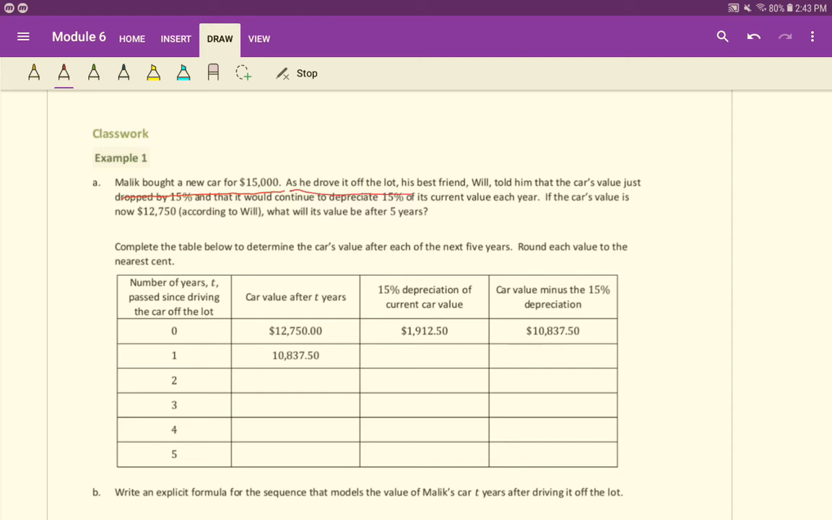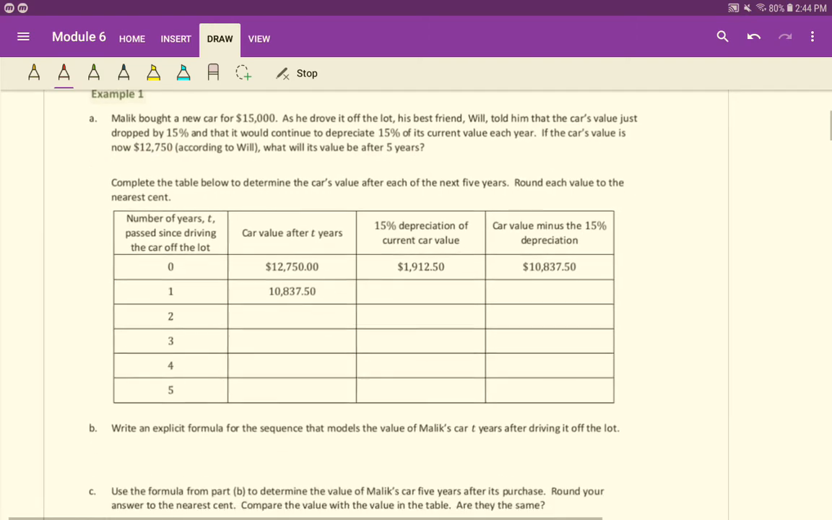So, Malik bought a new car for $15,000. As he drove it off the lot, his best friend, Will, told him that the car's value just dropped by 15%, and that it would continue to depreciate 15% of its current value every year. If the car's value is now $12,750, according to Will, what will its value be after 5 years?